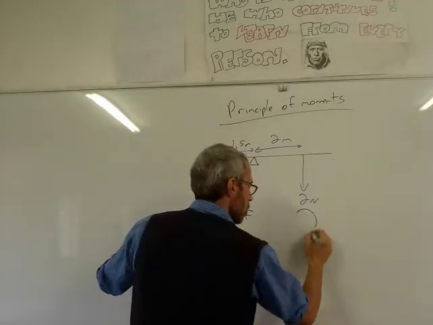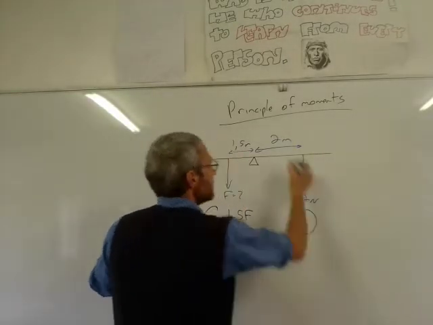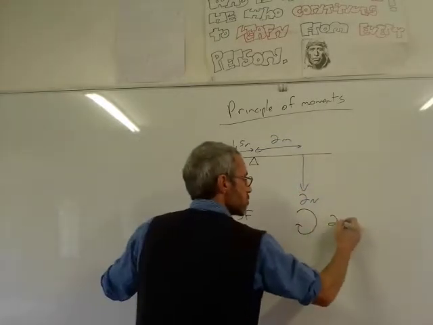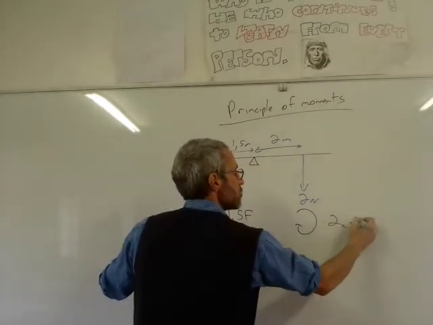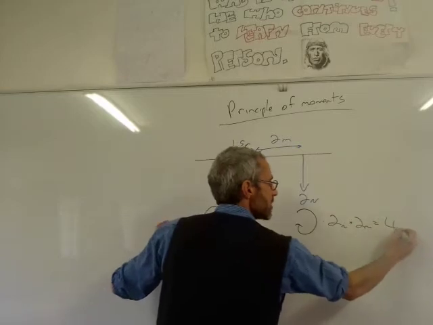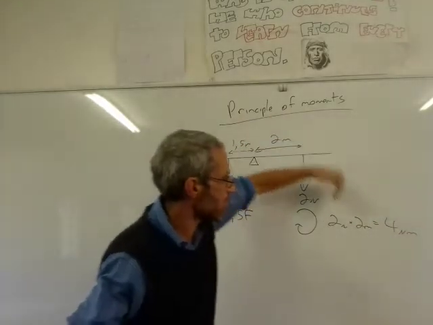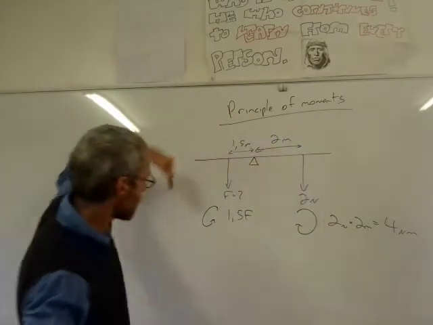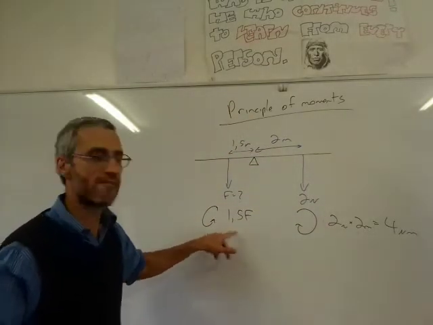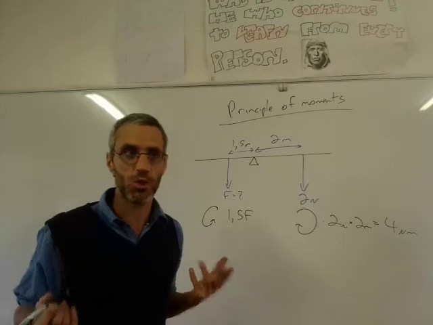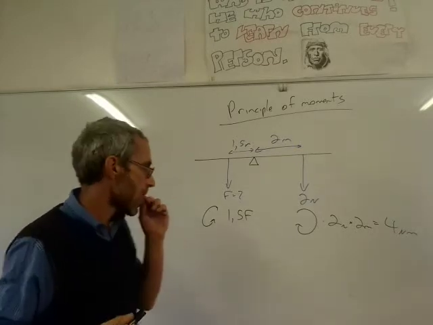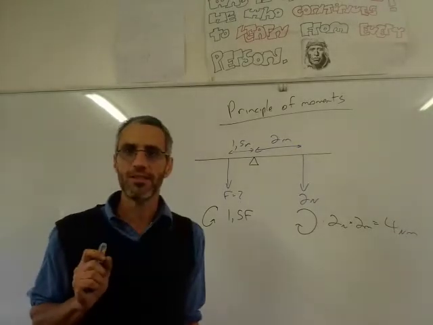Now, on the other hand, the clockwise moments, okay, that's going to be the force, 2 Newton, times 2 meters. So that I know is 4 Newton meters. So on the one hand, I know the clockwise moment is 4 Newton meters, and the anti-clockwise is 1.5 F, which I don't know how much it's equal to, because I don't know what F is. But what do I know about these 2 moments?